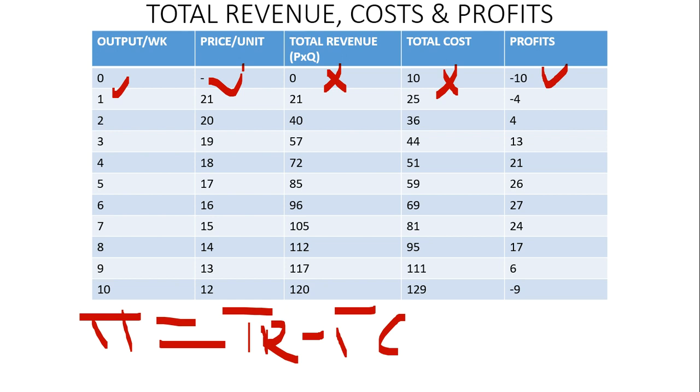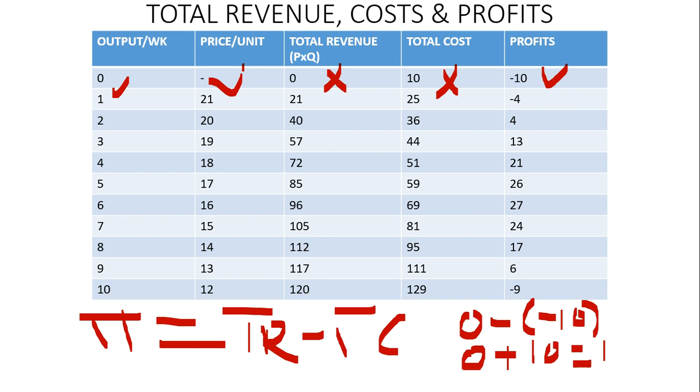So for instance, for us to find this negative 10, we know that total revenue is 0. So 0 minus the 10. So it's more like you have 0 minus negative 10, because this is negative here. So this will give us 0 plus 10, giving us a positive answer 10, which means that the total cost is 10. That positive 10 there.